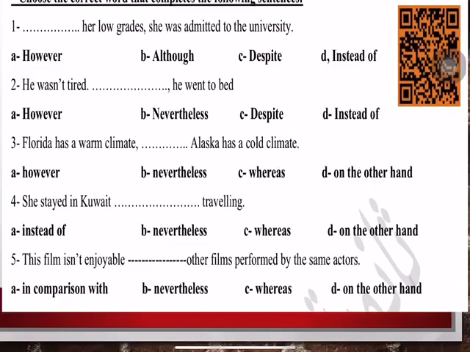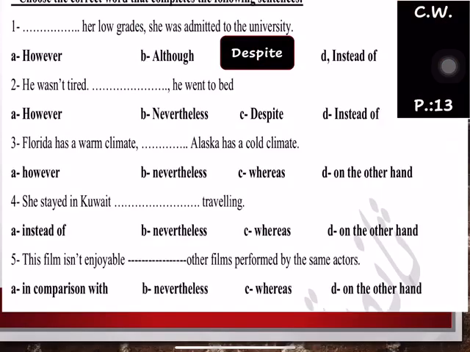Let's have more practice in your notebooks. Page 13, please. Number 1. Choose the right answer. Number 1. Her low grades, she was admitted to the university. So, the right answer is despite. Very good. Number 2. He wasn't tired. He went to bed. So the right choice is going to be excellent.